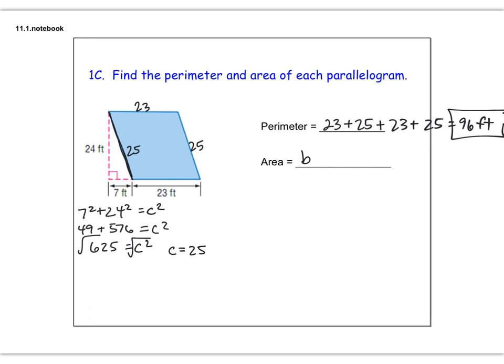Now, one kind of tricky thing is the area. Remember, for area, it's going to be base times height. The base is the 23. So this 23 is your base. The height has to be perpendicular to the base. So imagine taking this 24 and sliding it over. This height would also be 24. So the base is 23, the height is 24. When you multiply those together, you get 552 feet squared.